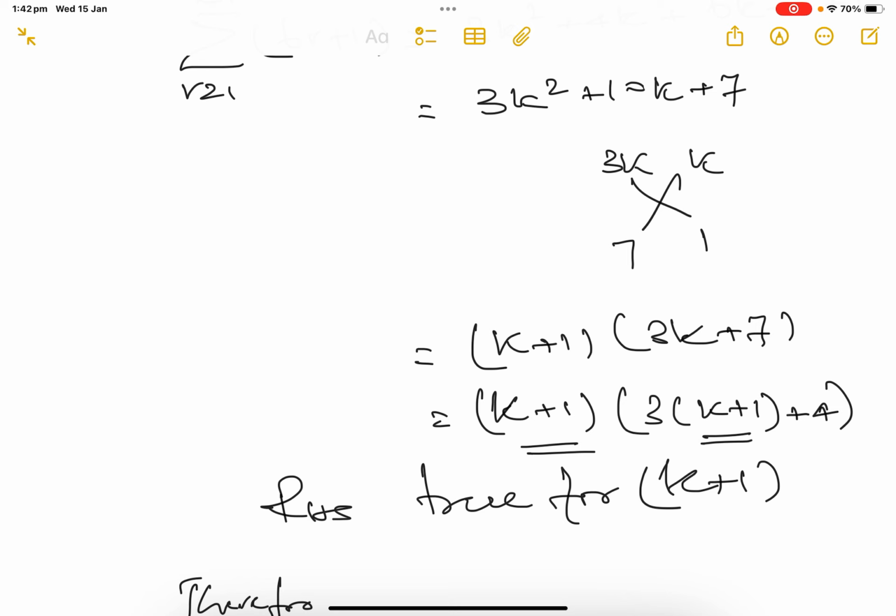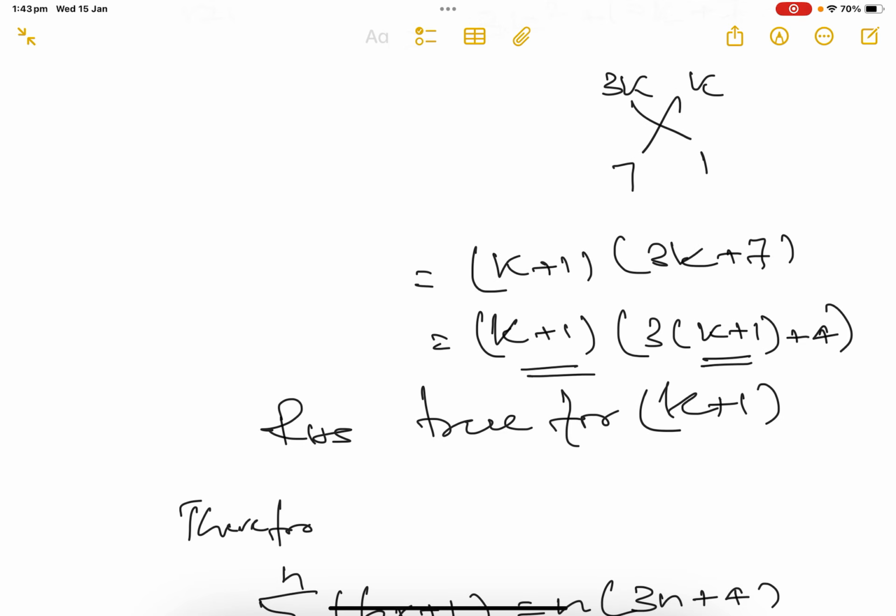I just wanted to rearrange one part of the factors. So I keep that k plus 1 and write 3k plus 7 as 3 times (k + 1), that will be 3k plus 3, and then a 4 left. I just put 4 there. So if you look at it, it satisfies k plus 1 on the right hand side. So the right hand side is true for k plus 1.